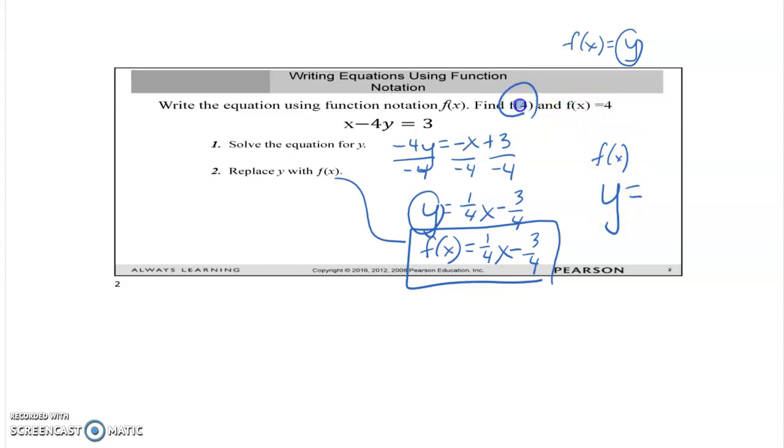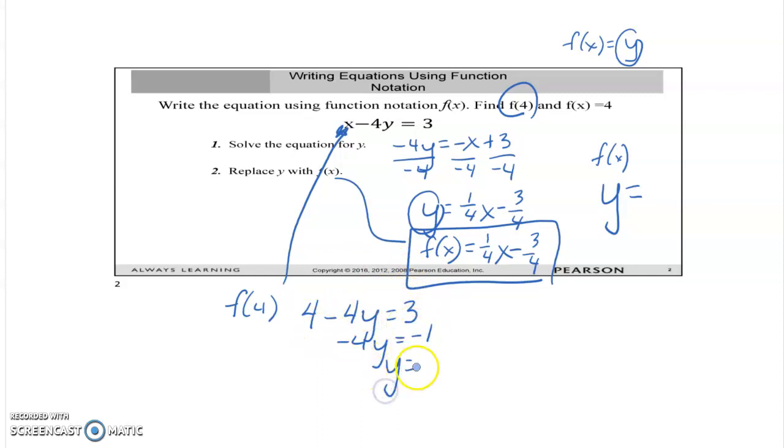Okay, so now it says to evaluate it at f of 4. I do not go back into something I created. If I made a mistake here, then I'm going to make a mistake by plugging in x equals 4. So I'm going back up to the original equation. So 4 minus 4y equals 3. Negative 4y, subtracting 4 from both sides. Y equals, divide by negative 4, 1/4. So my point would be 4, 1/4.